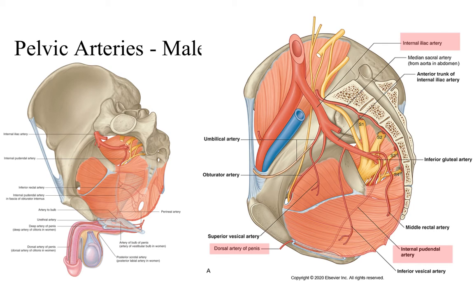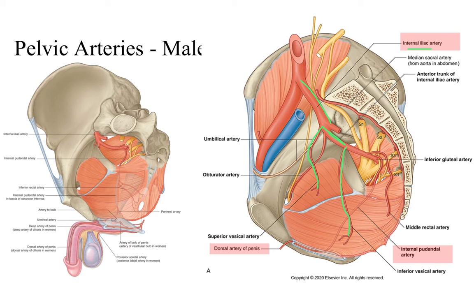This slide should look familiar to you as you've seen it before. These images show the pelvic arteries of the male. So starting with the internal iliac artery, we've already covered the superior vesical artery right here, which is going to the urinary bladder, as well as the inferior vesical artery, which is also going to the urinary bladder. And again, they're coming off the internal iliac artery, which again goes to the pelvis.